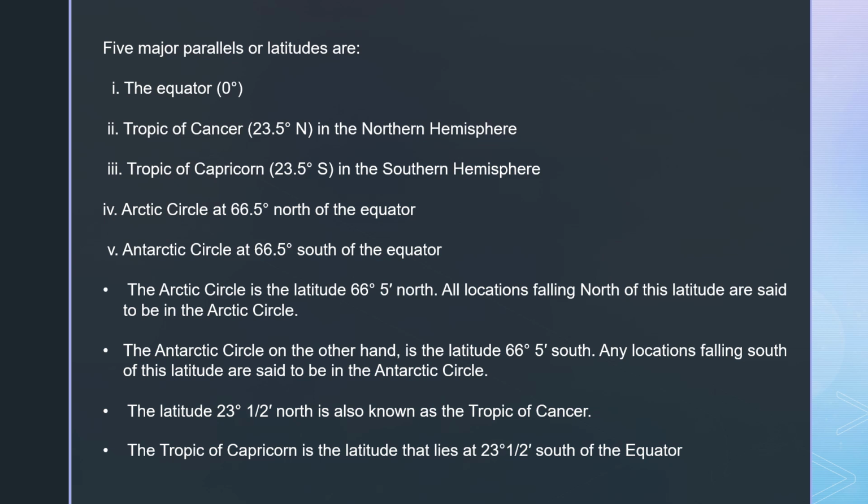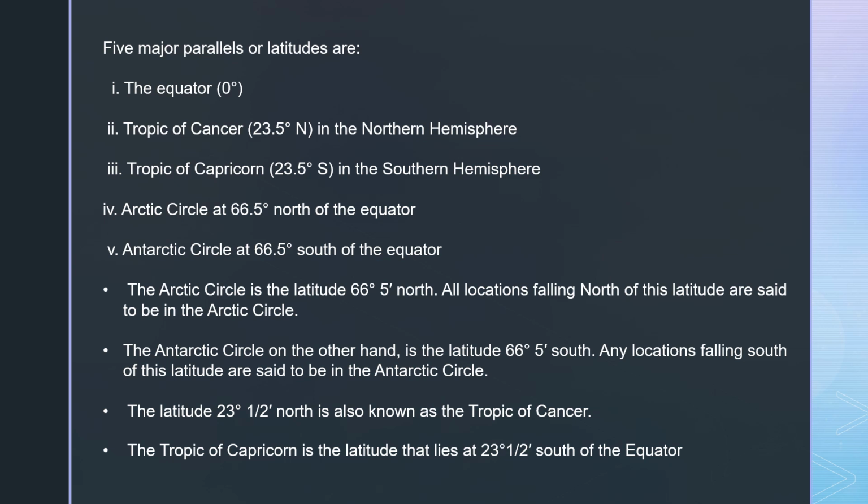The Arctic Circle is the latitude 66.5 degrees north. All locations falling north of this latitude are said to be in the Arctic Circle. The Antarctic Circle, on the other hand, is latitude 66.5 degrees south. Any location falling south of this latitude is said to be in the Antarctic Circle.